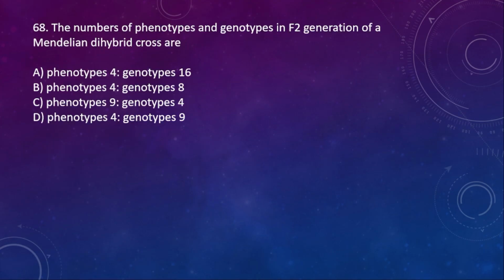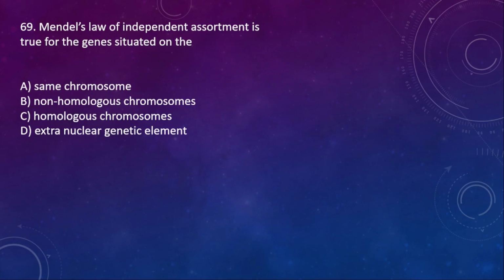68. The number of phenotypes and genotypes in F2 generation of a Mendelian hybrid cross are, here phenotype 4, genotype 9. Option D. Next question 69. Mendel's law of independent assortment is true for genes situated on same chromosome, non-homologous chromosome, homologous chromosome, extranuclear genetic element. Here the right option is option C, homologous chromosome.